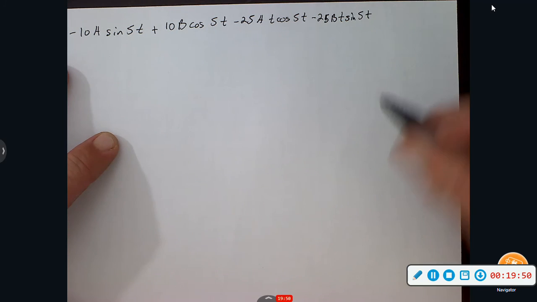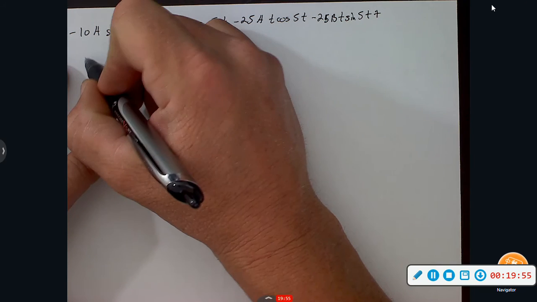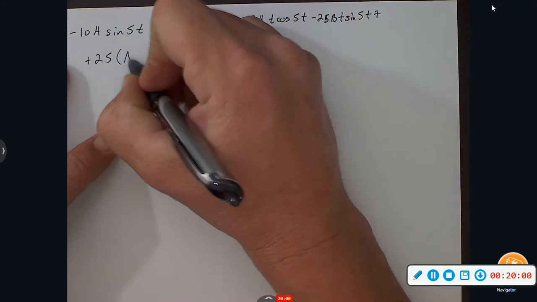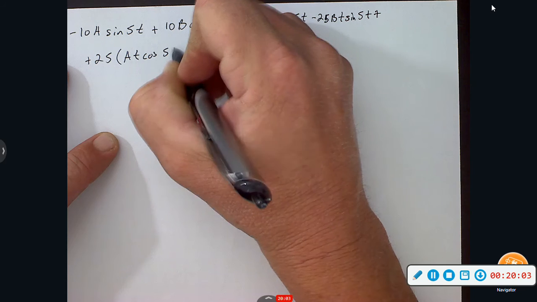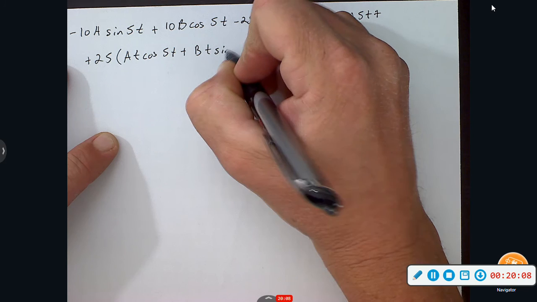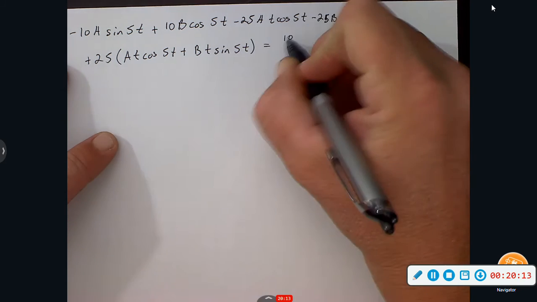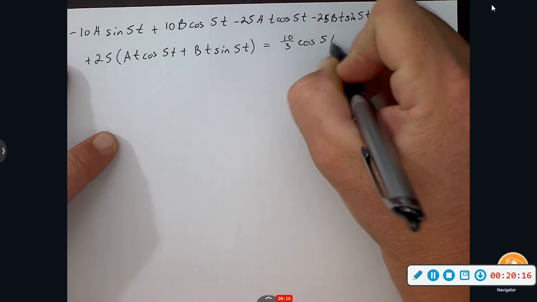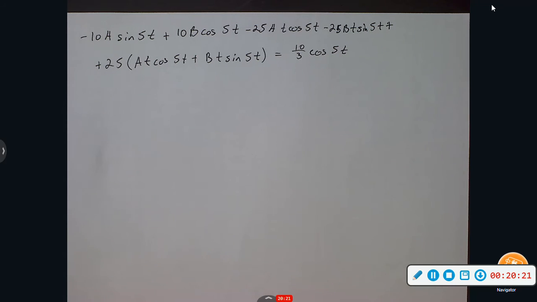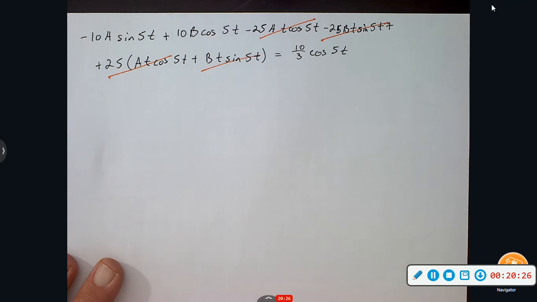Plus 25x. So plus 25 times x of p of t, at cosine 5t plus bt sine 5t. And that's equal to 10/3 cosine 5t. Here we go. A couple things cancel out. That makes it a little bit easier.